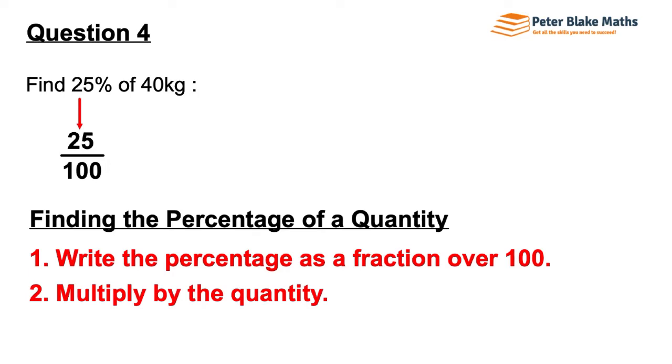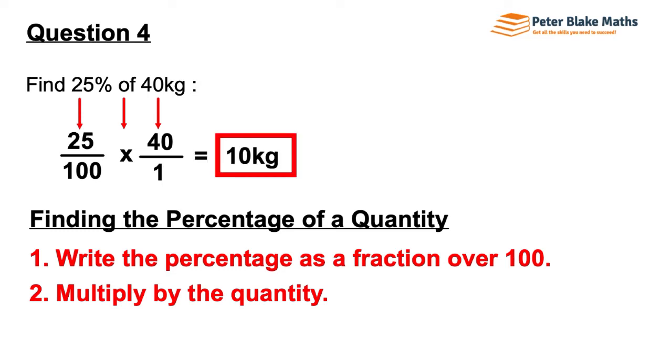Of kind of means multiply. So we'll multiply by the quantity, and the quantity is 40 in this case. We'll put it as 40 over 1 just to be clear. So if we calculate that, we end up with 10 kilograms. Some of you might have already thought that a quarter of 40 is 10 and got the answer straight away, but that's how we'd work it out if we're not sure.